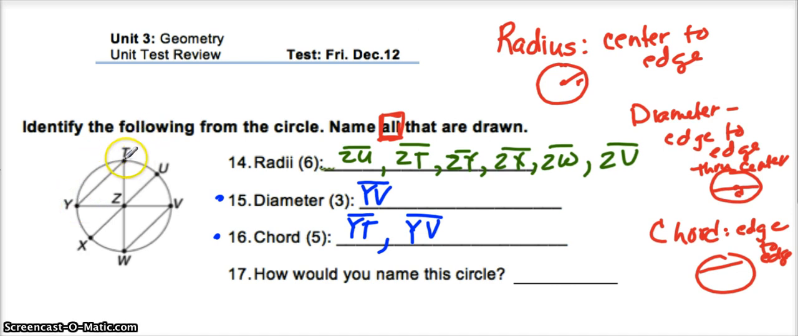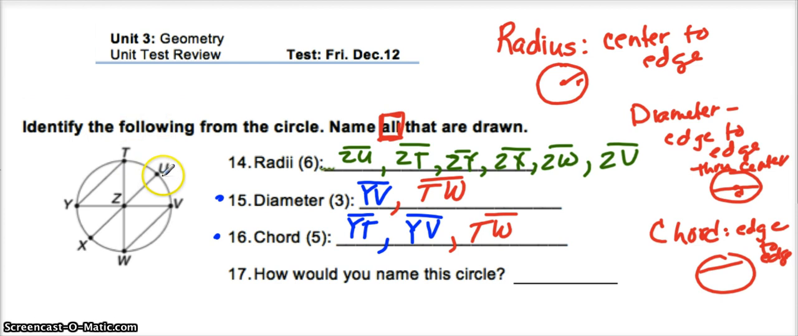So I'm going to move on to T. We've already done YT, so I don't have to worry about that. I'm going to trace TW. Sorry, that's not Y, that's a T. I need to go back to kindergarten and learn my letters. Line segment TW goes from edge to edge. That makes it a chord. But line segment TW also goes through the center. That makes it a diameter. Those are only 2 lines coming from T.